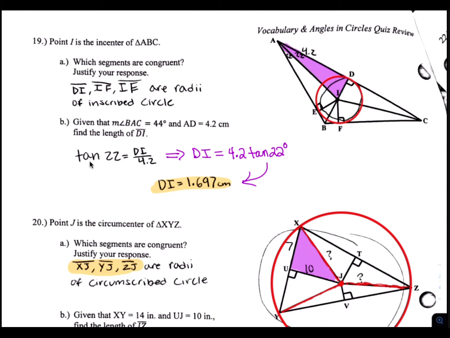So we can use tangent to find the missing side DI. So the tangent of 22 is opposite over adjacent, or DI over 4.2, multiplied by 4.2, so DI is 4.2 multiplied by the tangent of 22, and your calculator will give you 1.697.